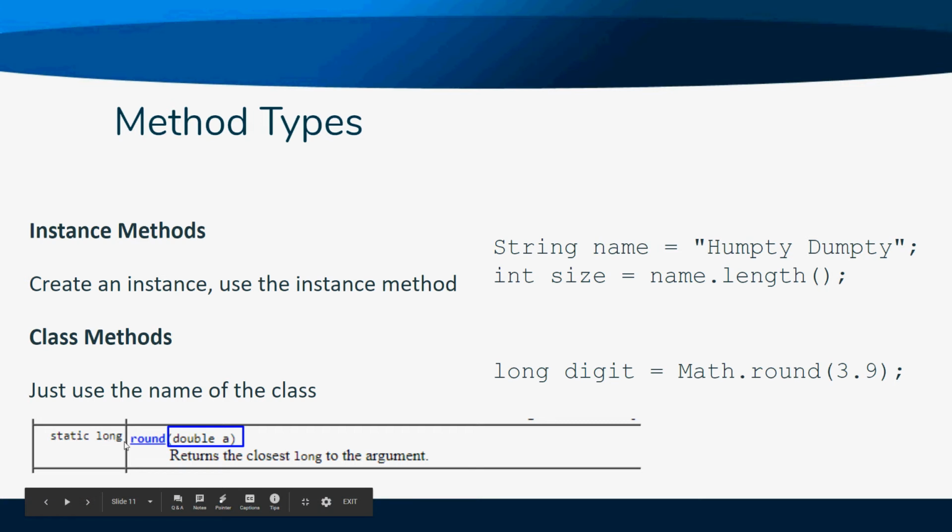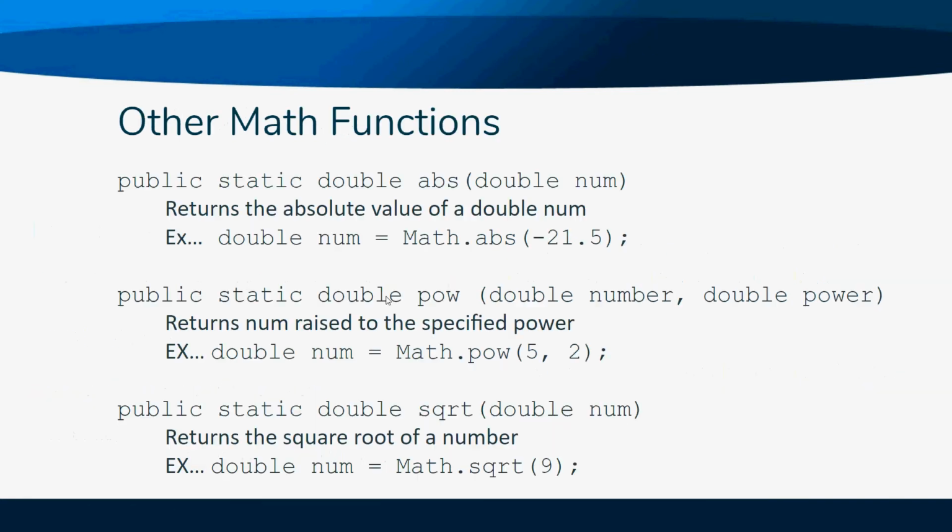Our long is our return type, double a is our parameter, and that's how we use this. So this is what's getting returned. The static means you can use the name of the class, versus if that static were not there, then you'd have to create an instance and then use the instance.